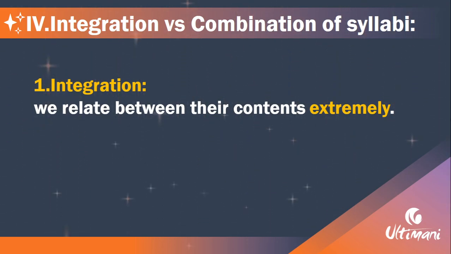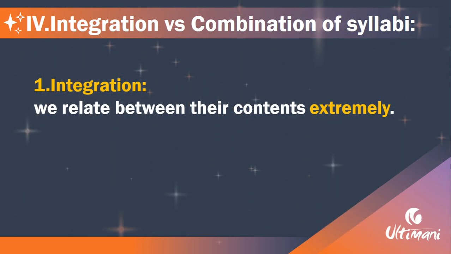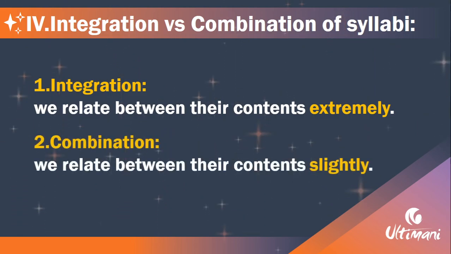The cat steals food, the koala sleeps every day, the sheep flies. So you are relating the vocabulary that you used before to the grammar that you are teaching right now. Combination is, on the other hand, when you slightly relate or you don't even relate at all between the two types of syllabi.